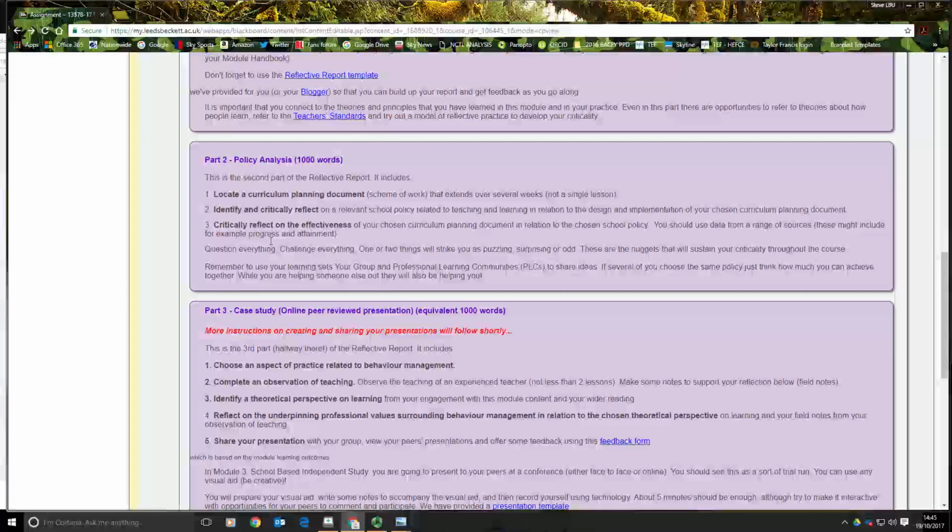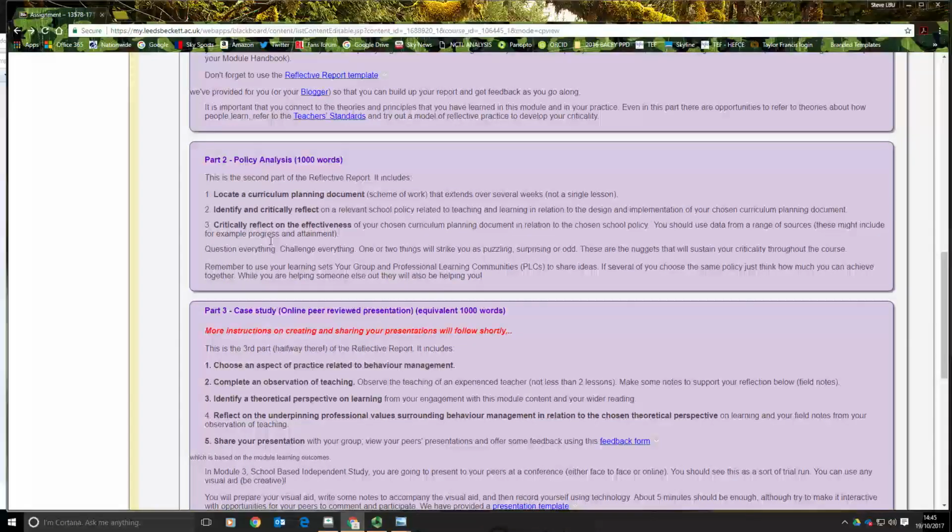So for instance, it may well be that you have to, on your scheme of work or your long-term plans, think about inclusion, and you might have to be very, very specific on your schemes of work or long-term plans about how you include all students or all children in your teaching. In that case, it may well make sense for you to compare your scheme of work as your planning document and your school or setting's inclusion policy. That would work really, really well.